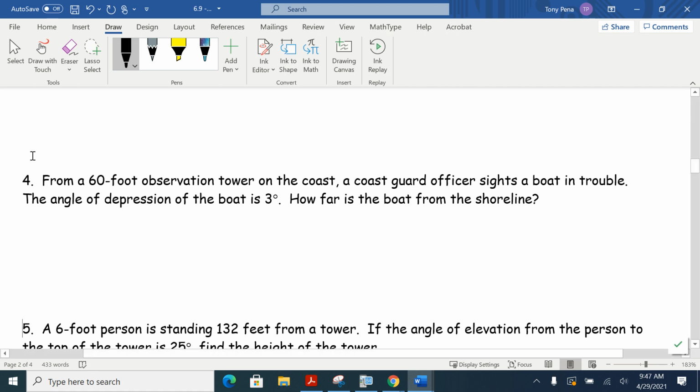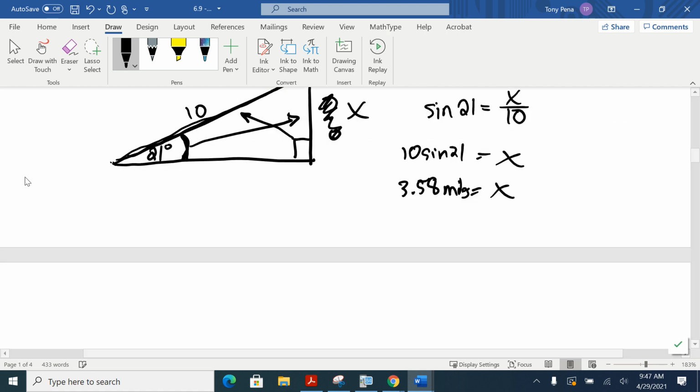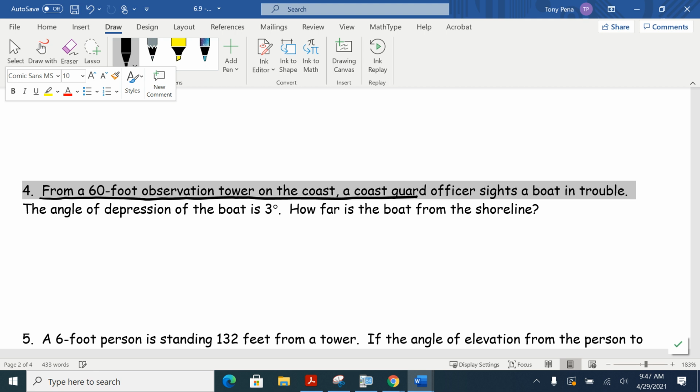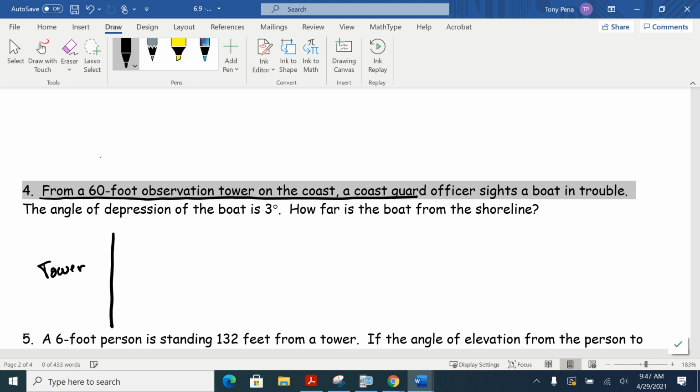All right, now 4, a little different. Don't think these are any harder necessarily, but it says from a 60-foot observation tower on the coast, a Coast Guard officer sights a boat in trouble. So he is on the 60-foot observation tower, standing there looking down at a boat. So let's draw the observation tower here. So this is our tower. And then we have our guy standing up here. All right, so there he is.